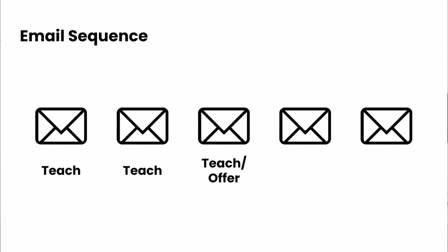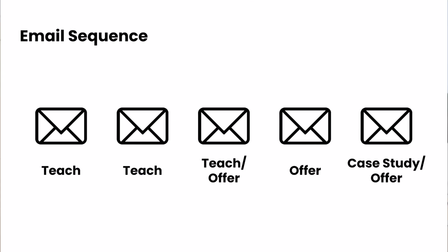Email 3, you're gonna teach them again, but this time you're gonna transition at some point into your offer and announcing your product. Then in email number 4, you're going to strictly offer them, tell them what's included in your program. In email 5, I like to do a case study or success story and then offer again. And if you can, add some urgency or scarcity into this email to entice them to buy now. The whole back half of this email sequence is all about selling.